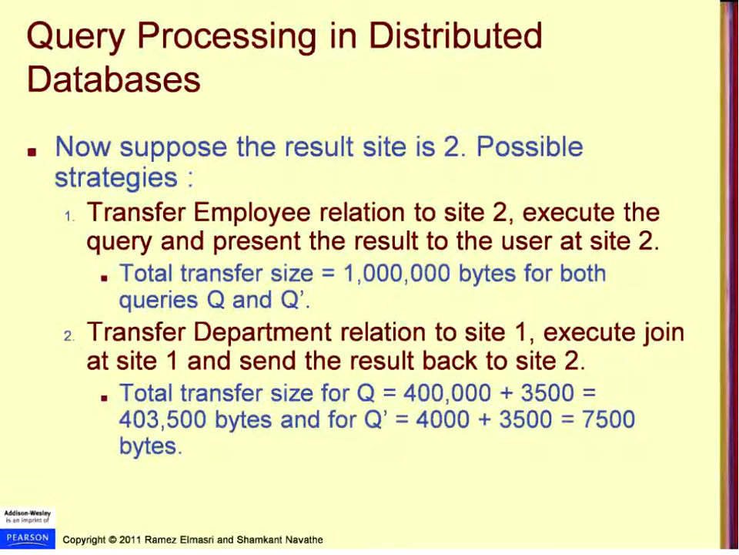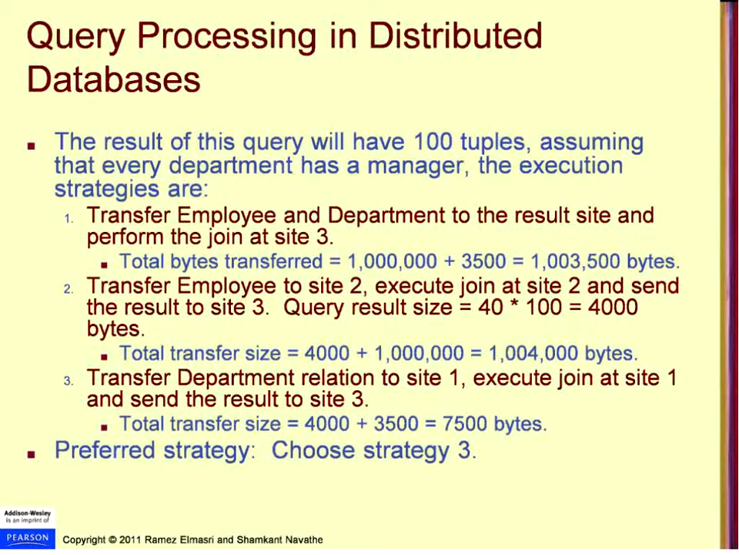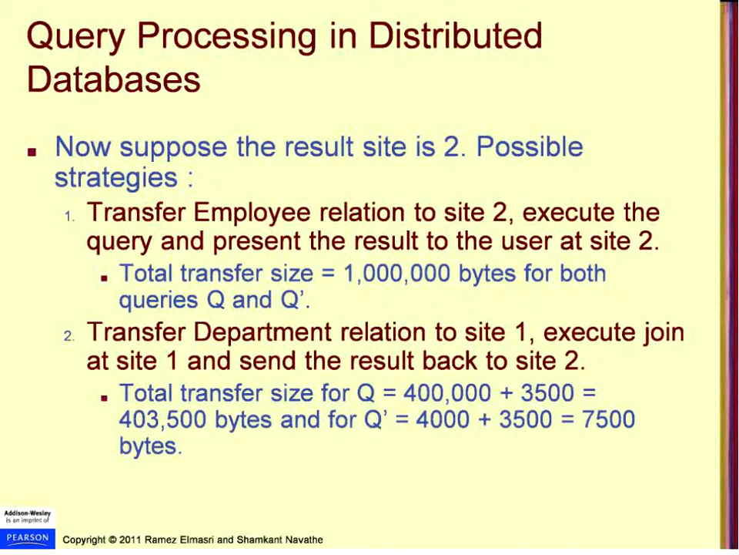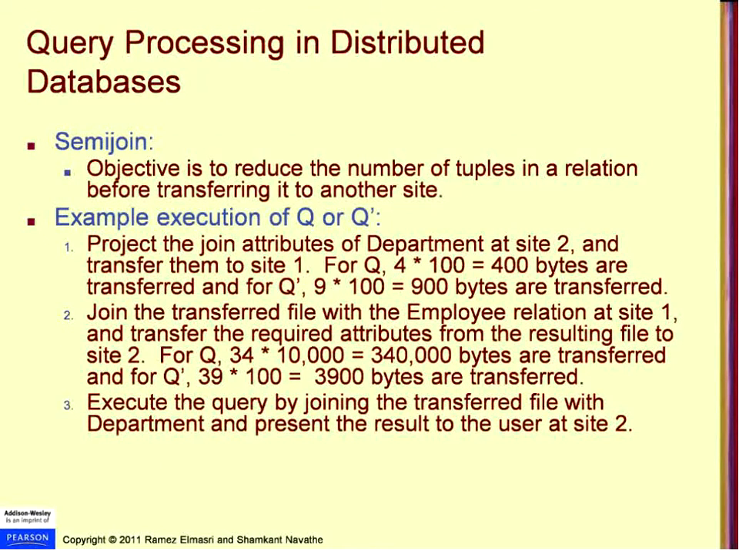Now the same things which we have done over here: we pick one strategy from all the possible strategies, and the strategy we pick is the one which gives us the minimum cost. When we formalize this, we call it semi-join.